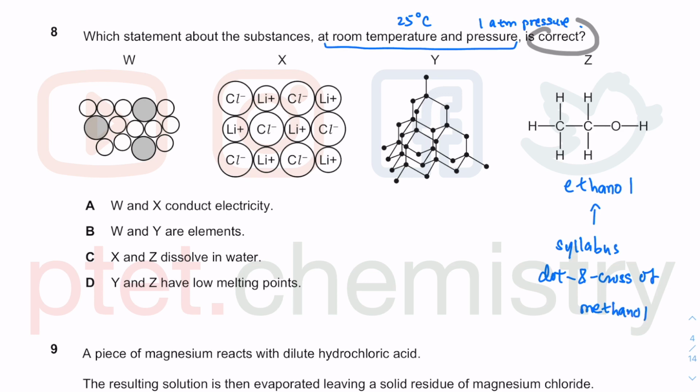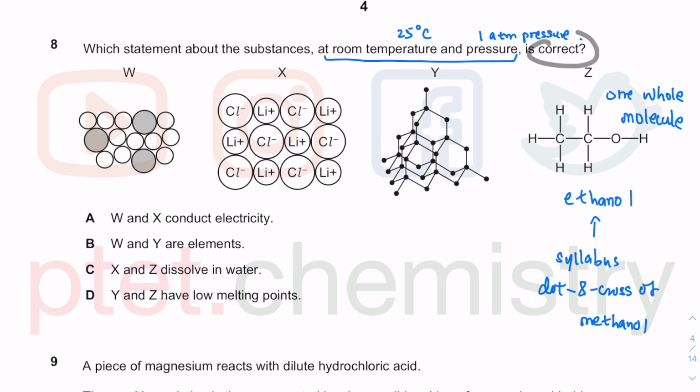Each of these is a covalent bond, but they are not continuous. This is one whole molecule. So between the molecules, you have weak intermolecular forces. So what do we know?